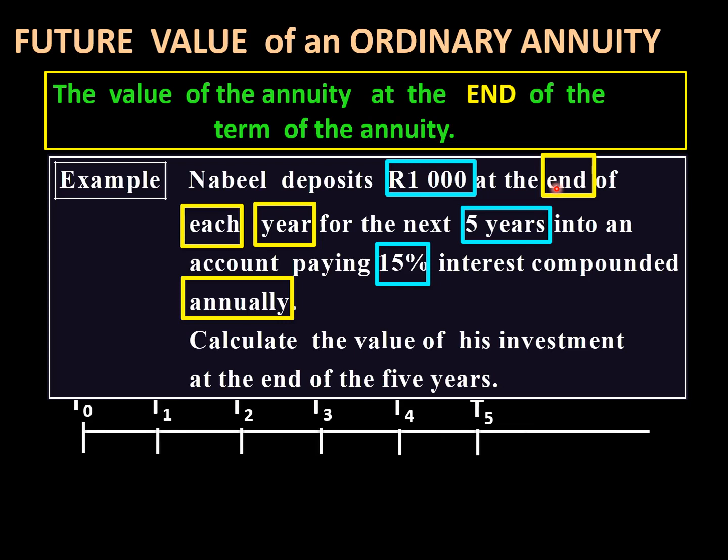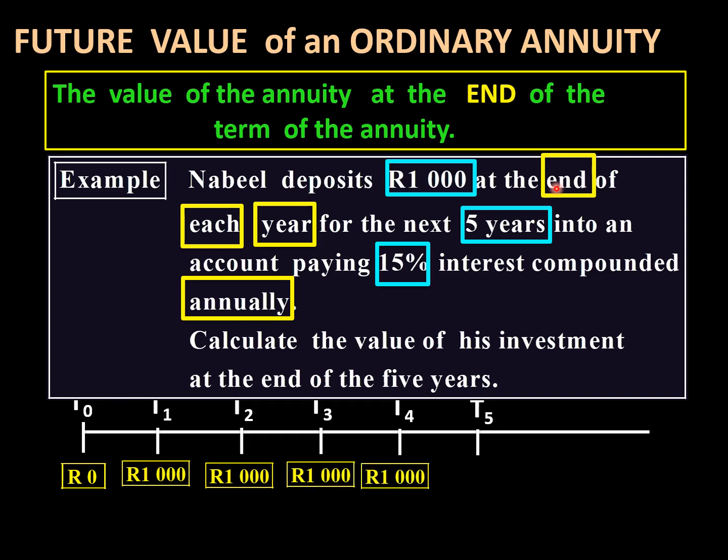So let's put out our timeline there. Let's see, we start off. Initially we had nothing, so he deposited at the end of the first year 1,000. Then the next year 1,000, and then the next year 1,000, and so on, and we want to know what is the value of all his deposits at the end of 5 years.